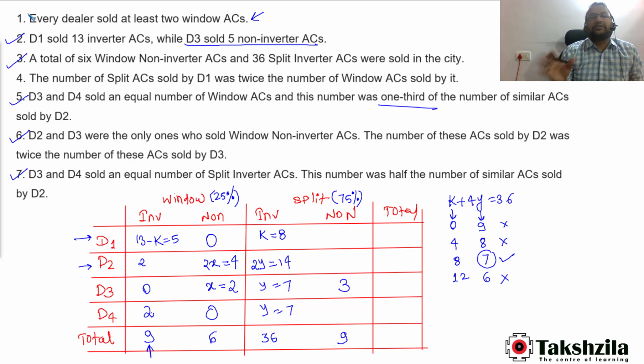Out of that, 8 is inverter AC. The remaining, 10 minus 8, 2 ACs are non-inverter AC. So the total ACs sold by D1 is equal to 5 plus 0 plus 8 plus 2, that is equal to 15.